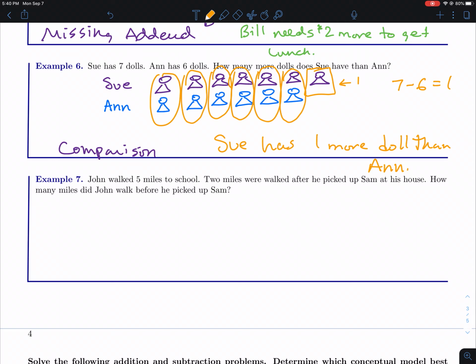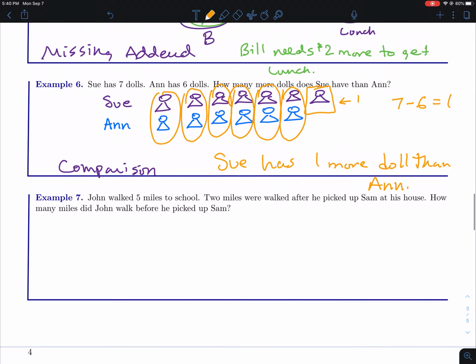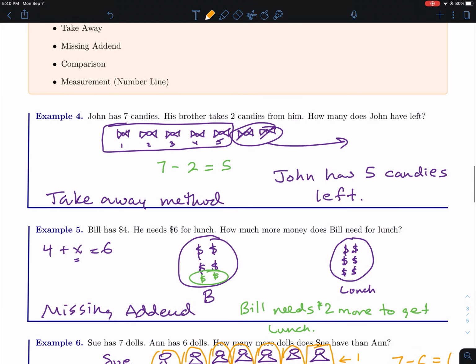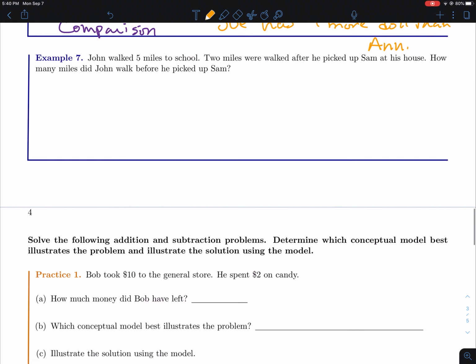And then finally, example 7. John walked 5 miles to school. 2 miles were walked after he picked up Sam at his house. How many miles did John walk before he picked up Sam? Since we're walking, this is going to be another measurement model, or number line, however you want to call it.